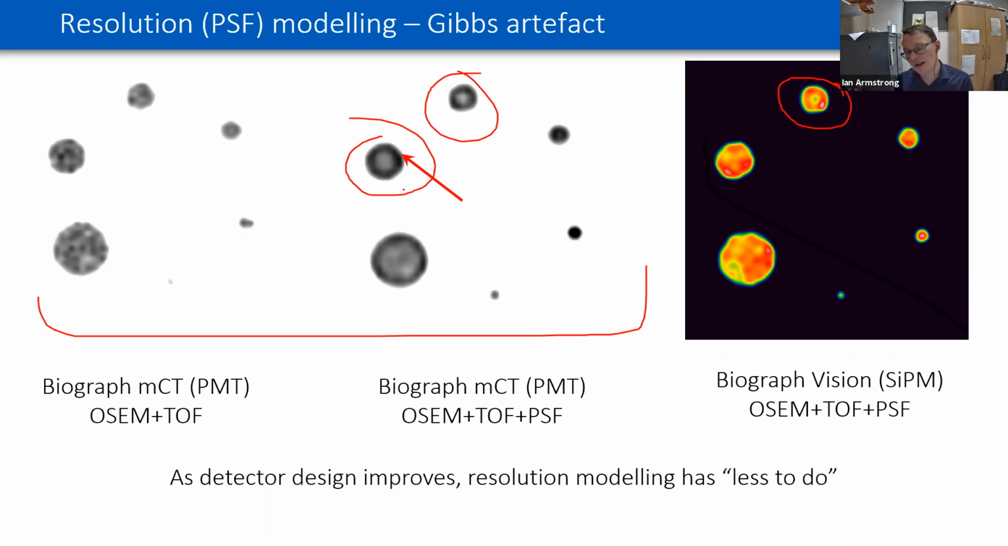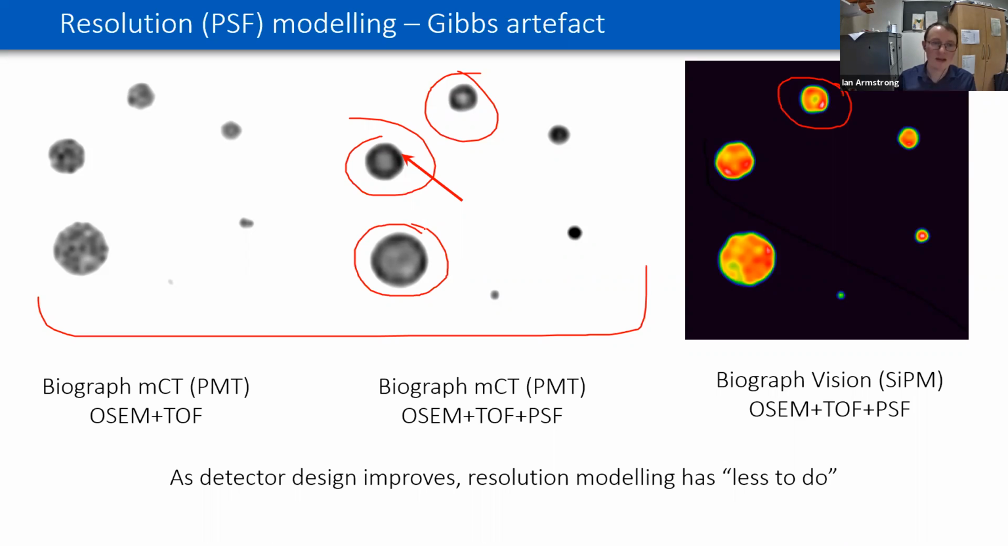That's because as the scanner technology and design get better and more inherently superior in terms of spatial resolution, the resolution modeling, PSF modeling, has less to do in the reconstruction. So like I say, get it right in camera, get it right first, and you don't have to correct as much in reconstruction. Many people attribute these Gibbs artifacts to an overcorrection, trying to overcompensate for losses in spatial resolution in the detector and never really being able to get it back properly.